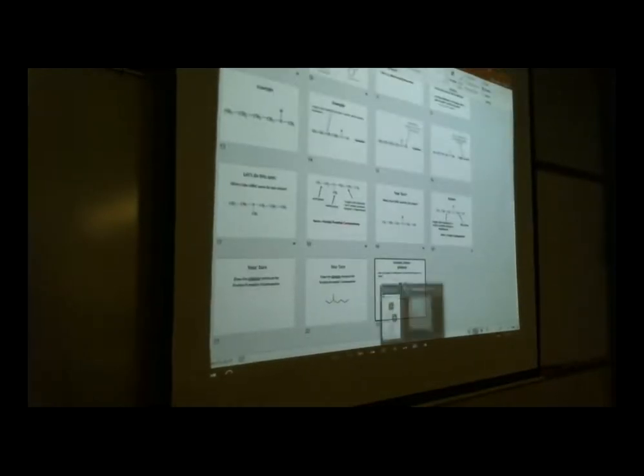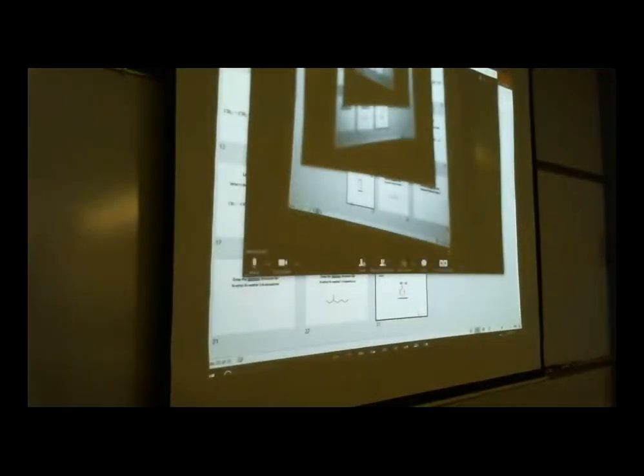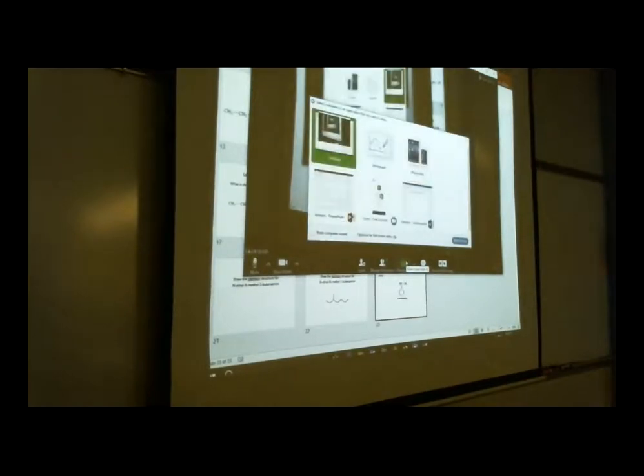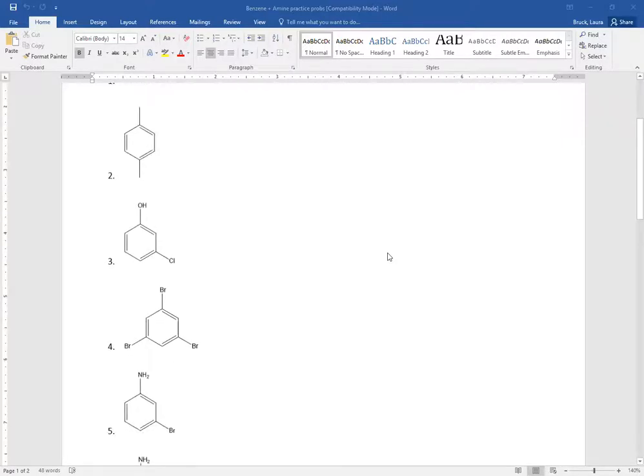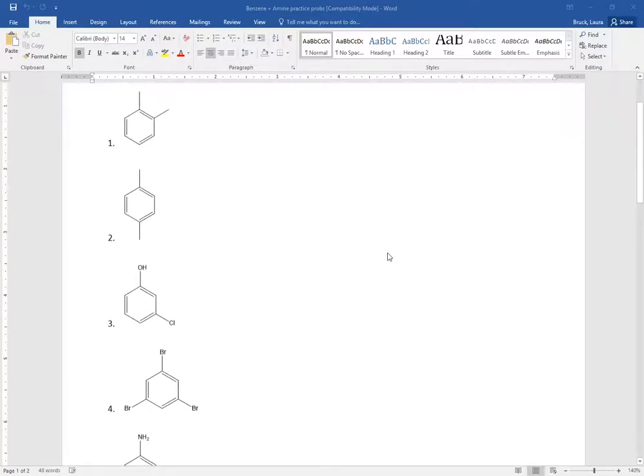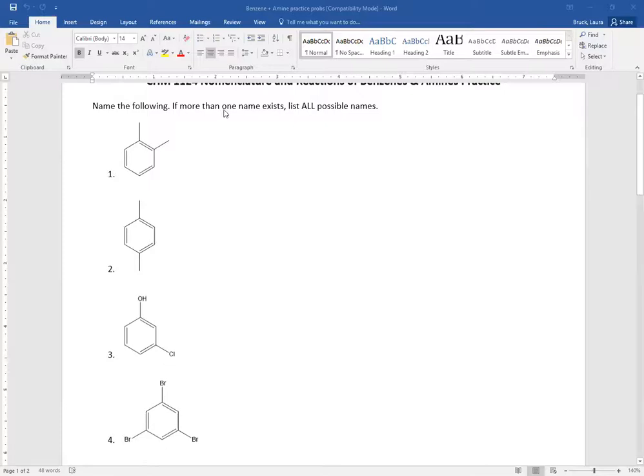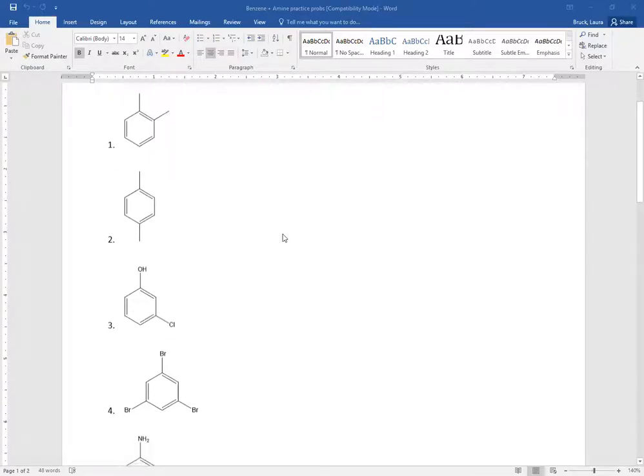people here on campus are going to get this handout. I'm going to pause the recording while they work on it. We're going to have some review problems from earlier in the week. Nomenclature of substituted benzenes. So this is a review of what we did in our last lectures. So I recommend you pause the recording, try these for yourself. Now notice it says if more than one name exists, list them all.